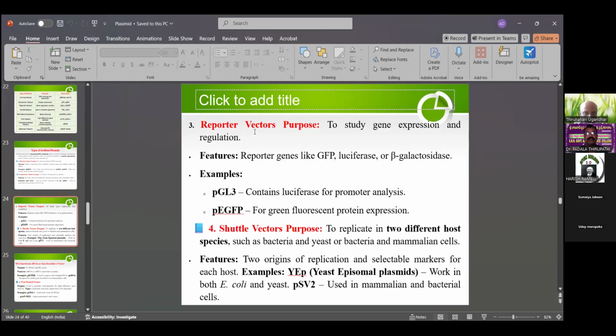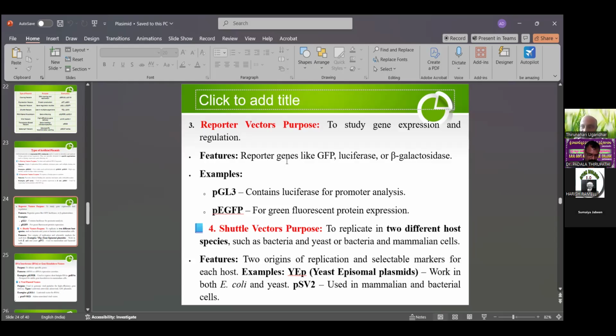So this is the third one. The third one is the reporter vector, with the purpose of studying gene expression regulation. Reporter genes like GFP, luciferase, also called beta-galactosidase. These two types of vectors are artificial vector plasmids. They contain luciferase enzymes, also green fluorescent protein.